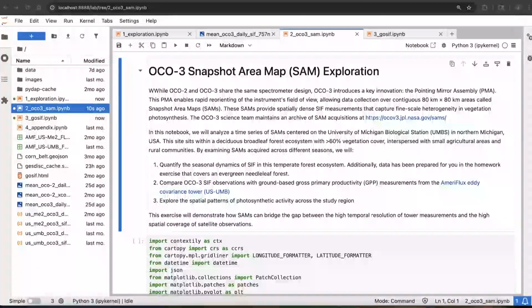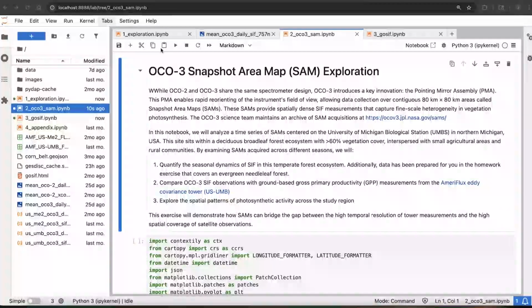The first site that we'll be using as a case study in the exercise will be the University of Michigan Biological Station in northern Michigan in the United States. This site will provide a baseline for ideal conditions when studying a temperate deciduous broadleaf forest, and we'll contrast our results here with the second site that'll be mentioned later. The site lies in a rural area on the northern tip of Michigan's Lower Peninsula and is comprised of about 60% vegetation cover with some agricultural fields and small towns interspersed in the surrounding area.